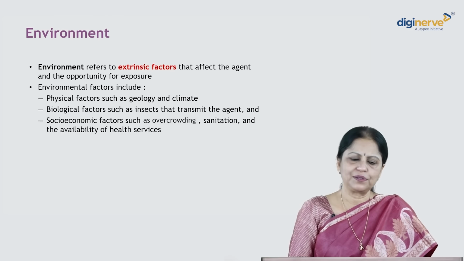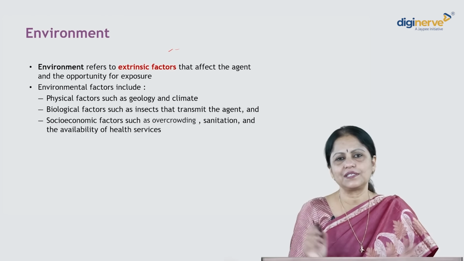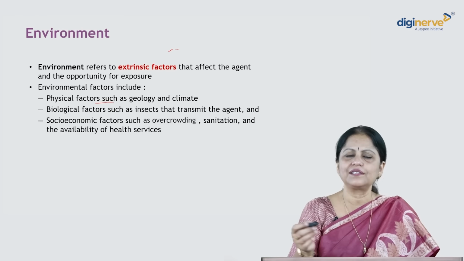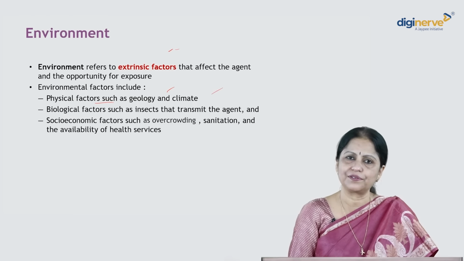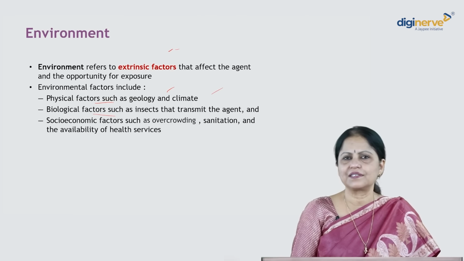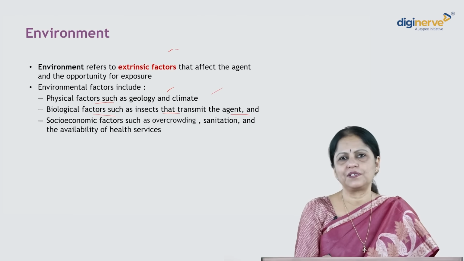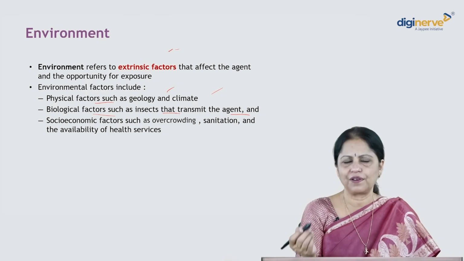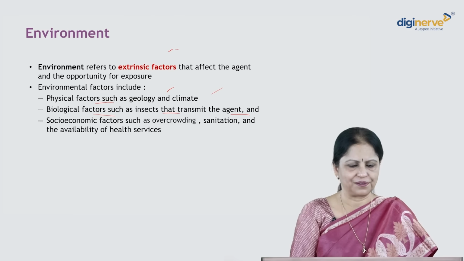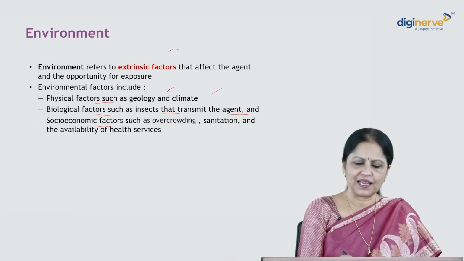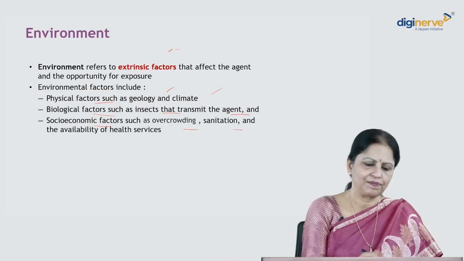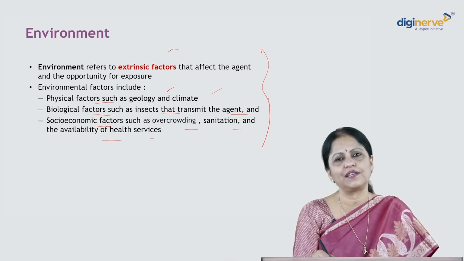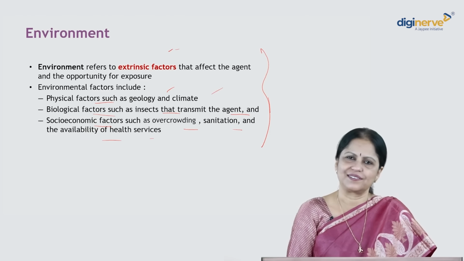Then the environment. So these are the extrinsic factors, that is all that is external to the human host. So these include physical factors like the terrain of the place, the geology, the climate of the place. The biological factors like the insects that transmit the agent, like vectors, say mosquito transmitting malaria, housefly transmitting diarrheal diseases, etc. Then socioeconomic factors like overcrowding, sanitation, availability of health services is also important. So these are all the environmental factors that influence disease causation.